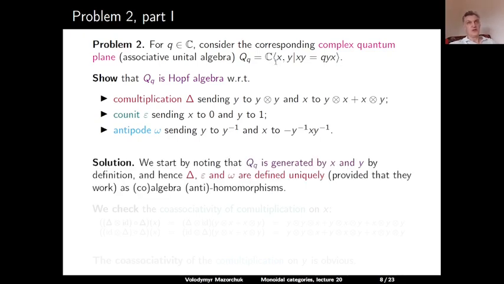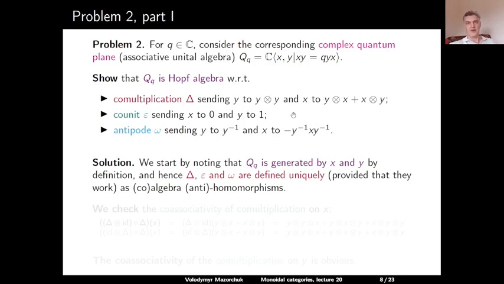Solution. So we need to check that all the diagrams in the definition of a Hopf algebra commute. So first, let us note that our quantum plane is generated by two elements, x and y, and here we define our comultiplication, counit, and antipode on these generators. We know that if this is a Hopf algebra, then the comultiplication, counit, and antipode are either homomorphisms or anti-homomorphisms, and so the fact that they are defined on the generators defines them uniquely.